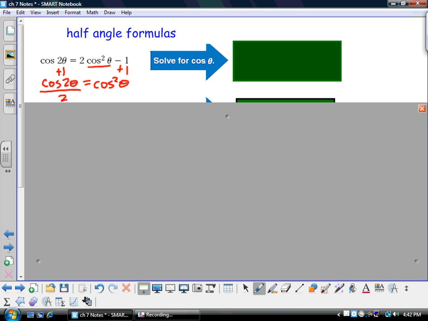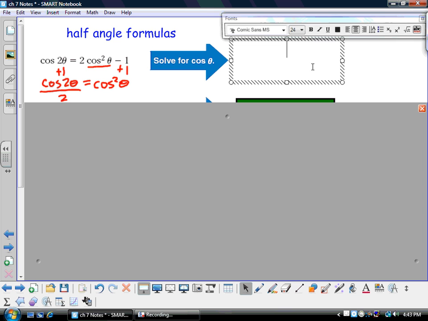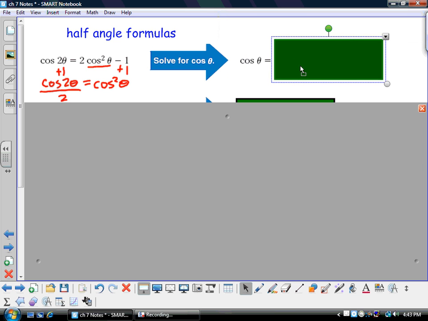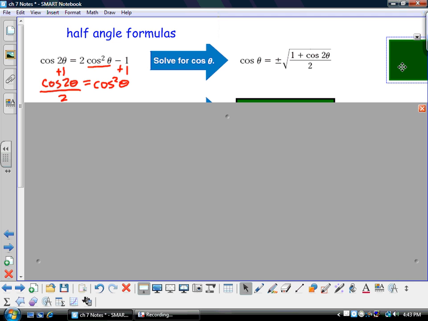And then take the square root. And remember, when you take the square root, you'd have the plus or minus with it. So when we do that, we get cosine equals plus or minus the square root of 1 plus cosine 2 theta all over 2. That formula is going to be the half-angle formula.